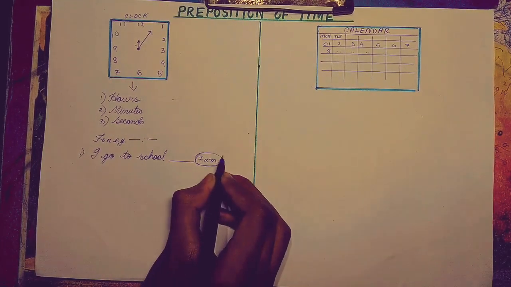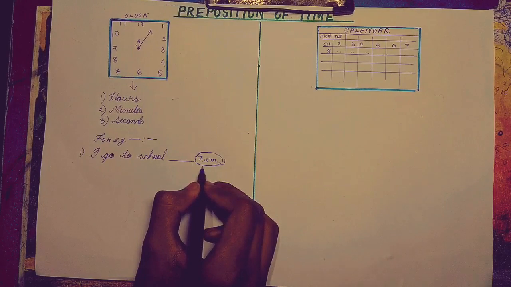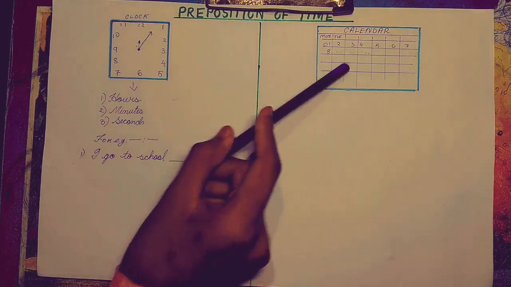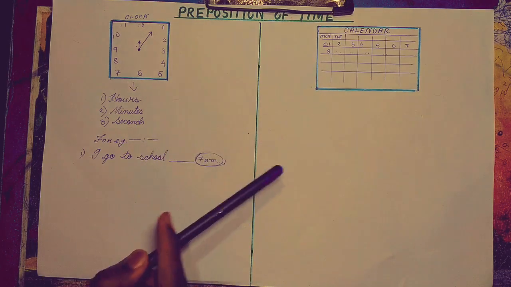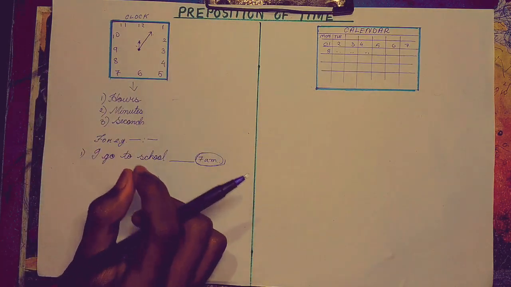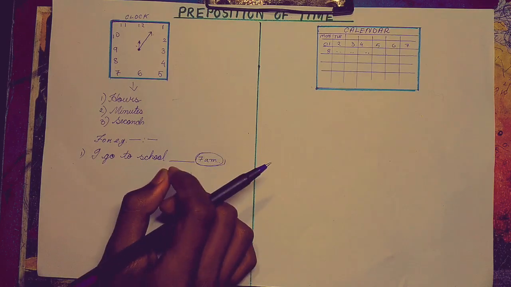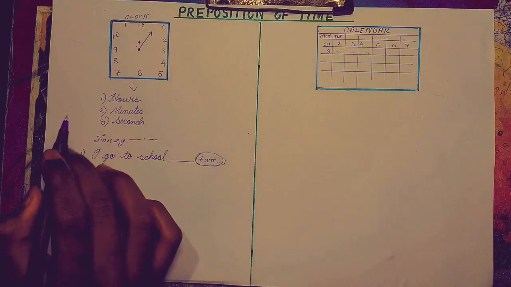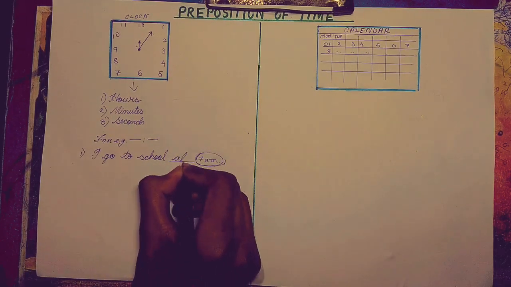refers to a timing that you can measure on the clock. You cannot measure 7 a.m. in a calendar. You have to always measure 7 a.m. on a clock. So you will always use the preposition at, as you can measure the timing on a clock.